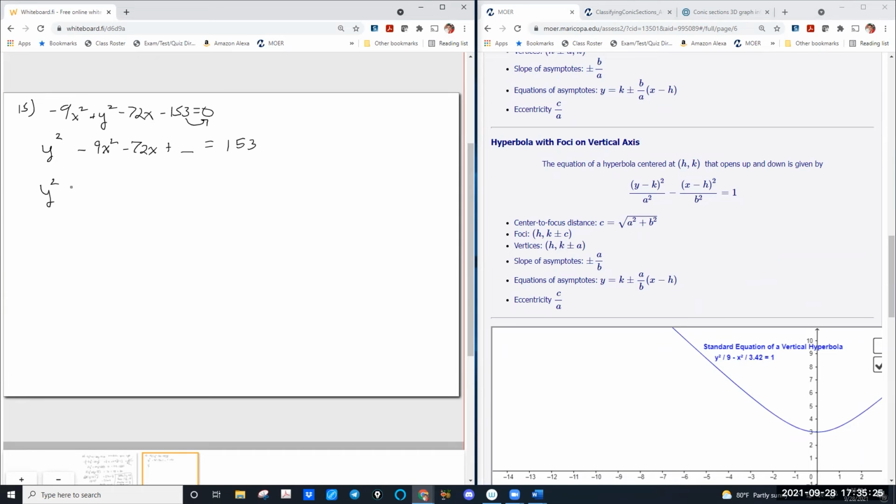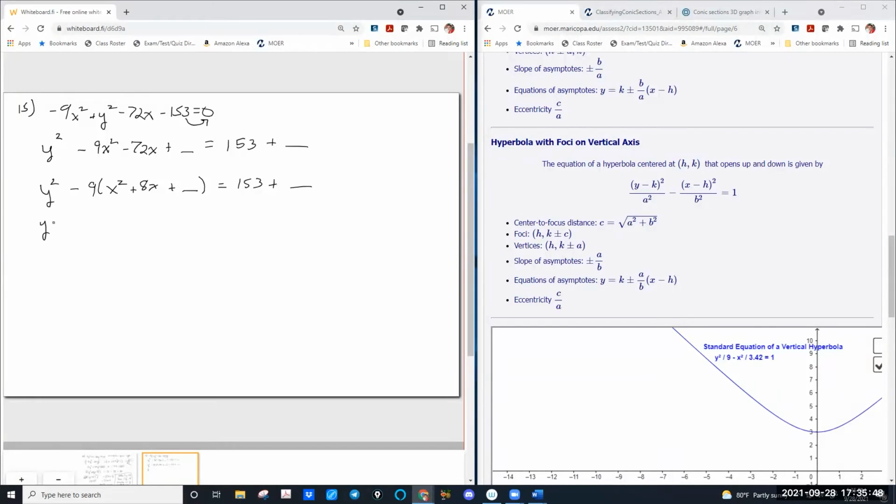So y squared, then factor out any coefficient on the squared term. So I'm going to pull out the minus 9. So I've got x squared plus 8x plus something equals 153. Again, whatever we're doing on this side, I've got to do on this side.